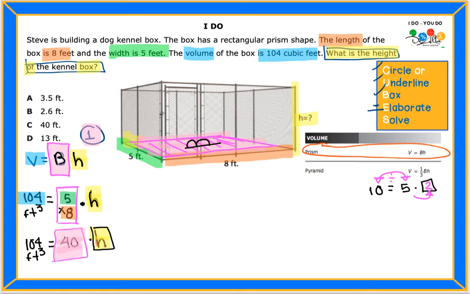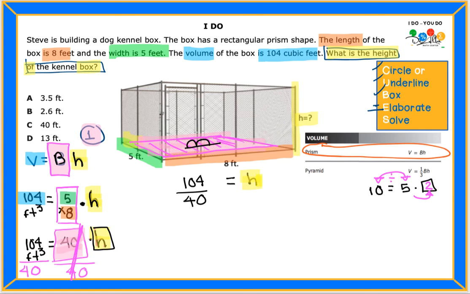doing inverse operations. What is the opposite or the inverse of multiplying by 40? Well, divide by 40. And if we divide by 40 on one side of the equation, we have to divide by 40 on the other side of the equation. These two will cancel out. We're going to have that h is equal to 104 divided by 40.